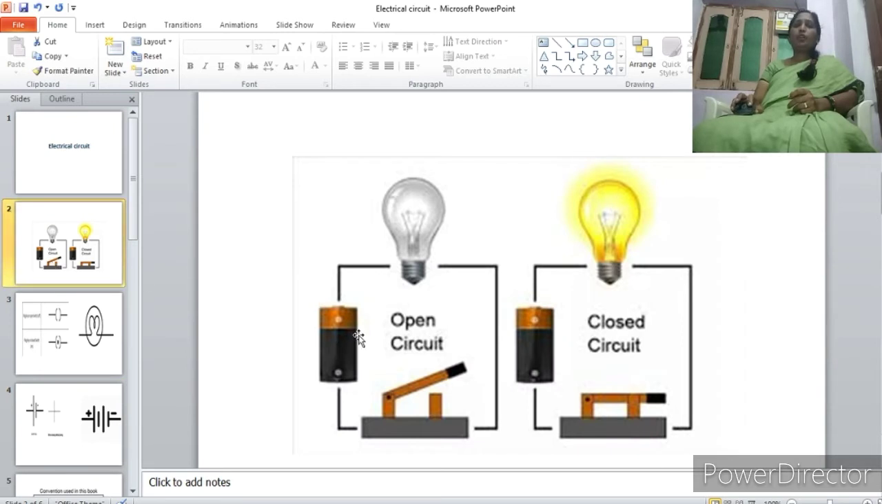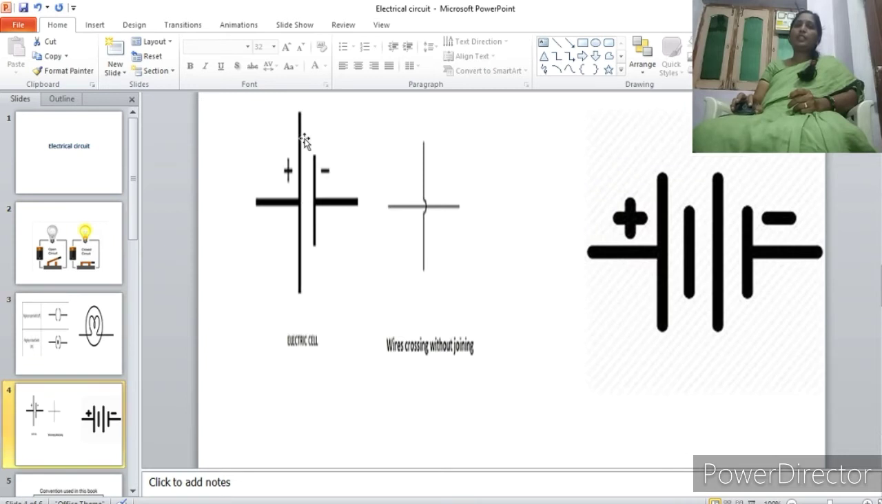Whenever you are drawing a cell, you need not draw the cell in this way. Instead of this, you can draw this symbol where you need to show the cell. This indicates that the cell is present in the circuit. Consider only this one, not this one; about this we will discuss next. So this is the symbol of a cell, where the positive terminal and the negative terminal are present.